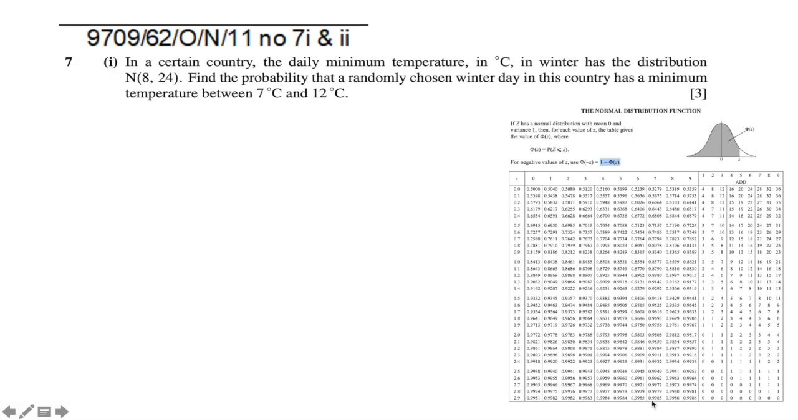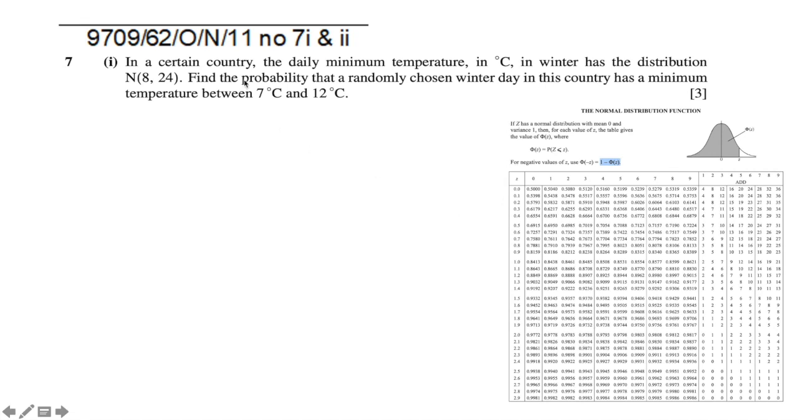Today I'm going to discuss the mathematics past paper, paper 6 from 2011, winter, number 7I and 7II. I hope you enjoy it. Okay, now let us see the first question.